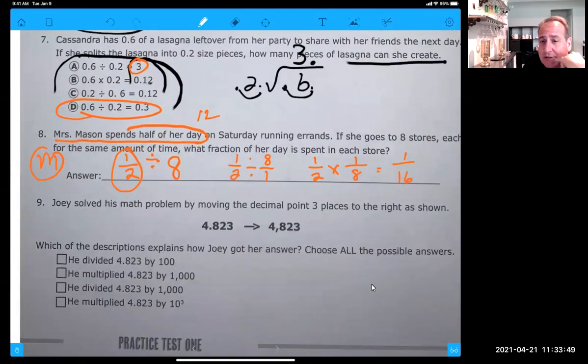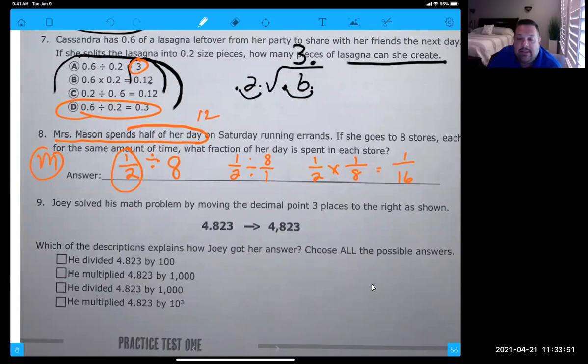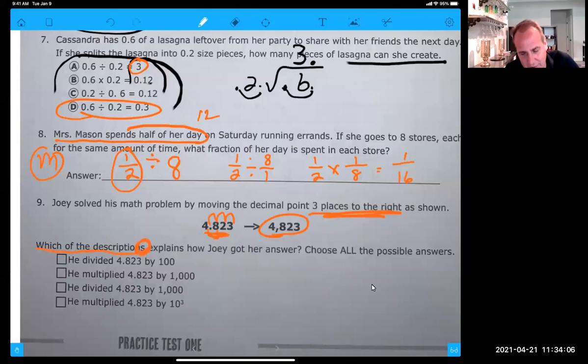3 to the right. That's what they want. Okay, so guys, let's look. We want to know 3 places to the right. So this went 3 places to the right. See, it went 1, 1, 2, 3 to create this. So it's saying which descriptions, there's an S there, explain, choose all that are possible.